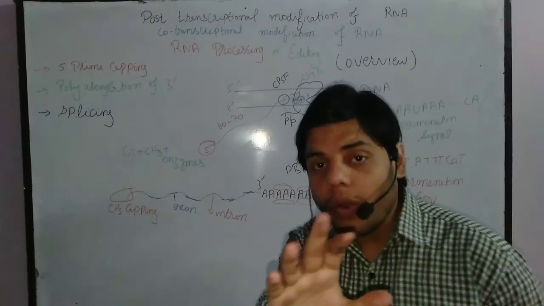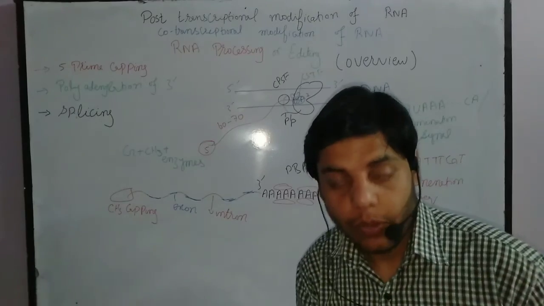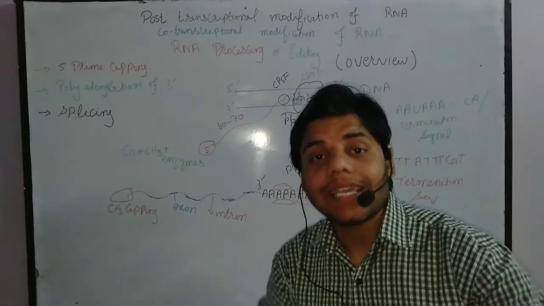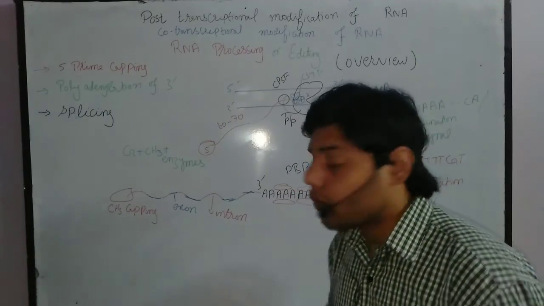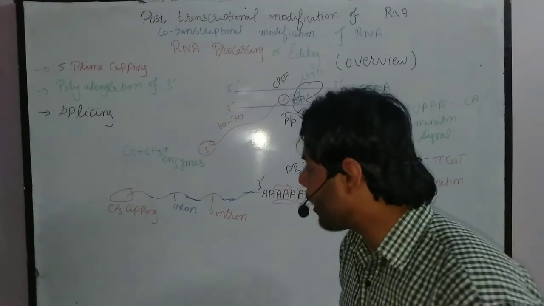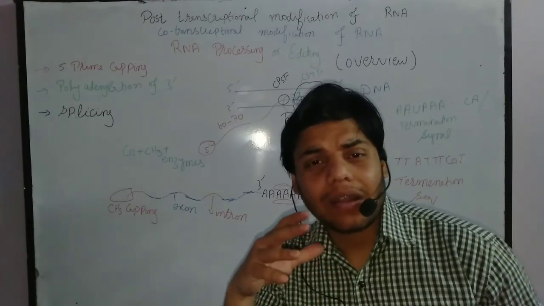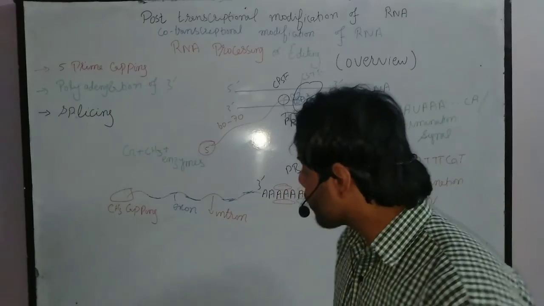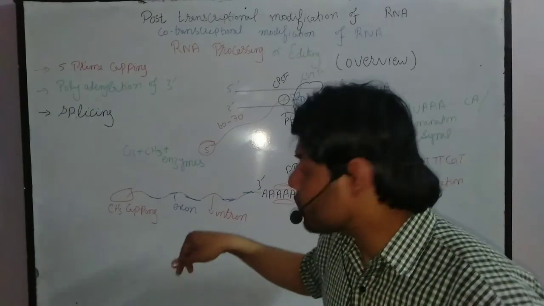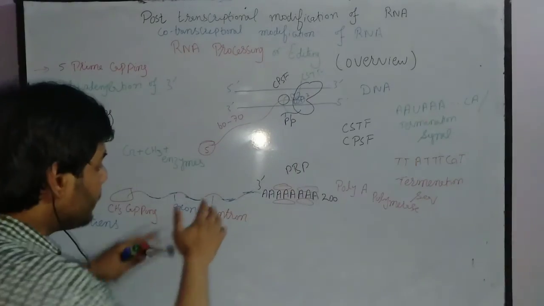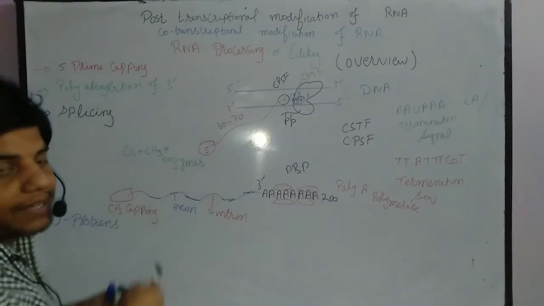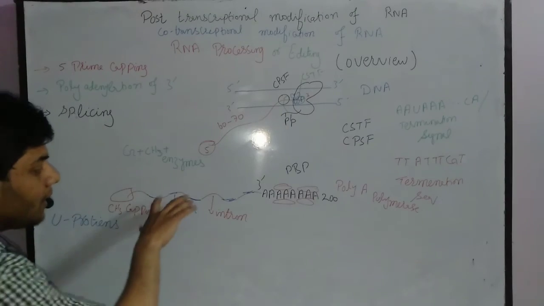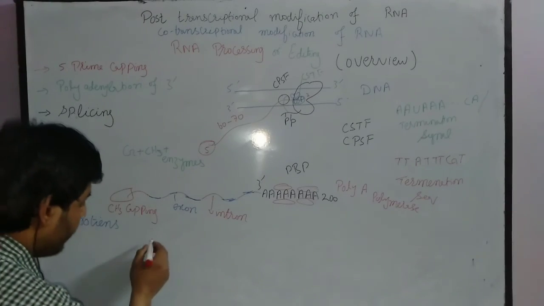Exons are the coding region of the RNA strand, which are mainly responsible for giving the signal for protein synthesis. Introns are the non-coding area of the RNA strand, which don't participate in protein synthesis. So what happens? This intron should be removed. These intron portions will be spliced out, or splicing will occur. Now what actually happens, let me draw here.